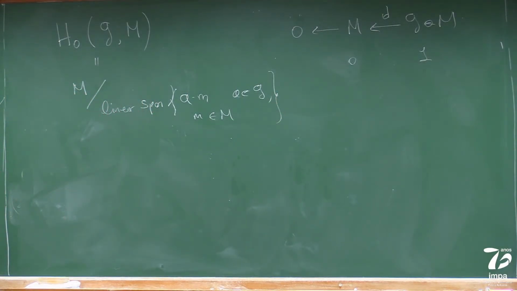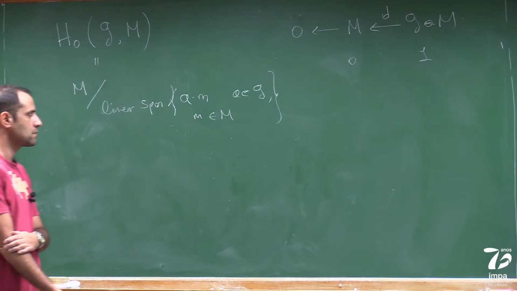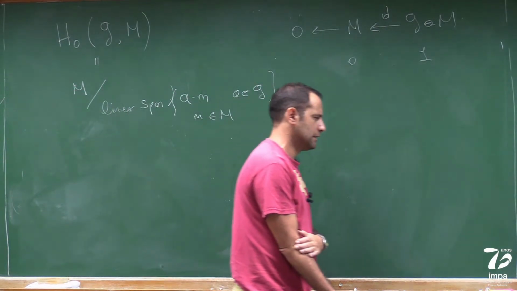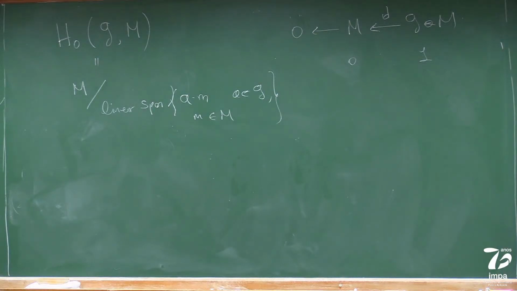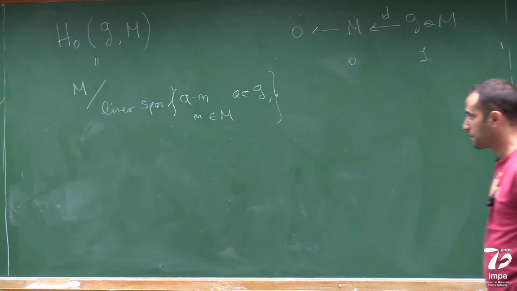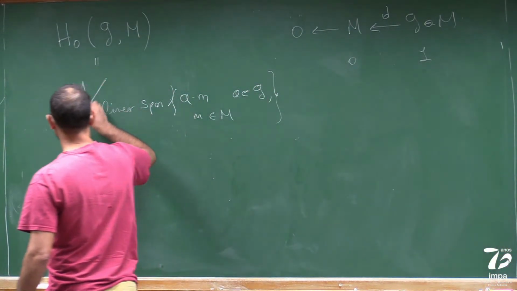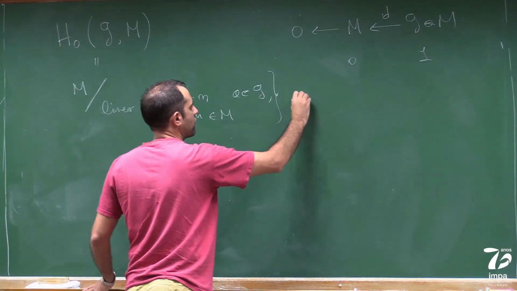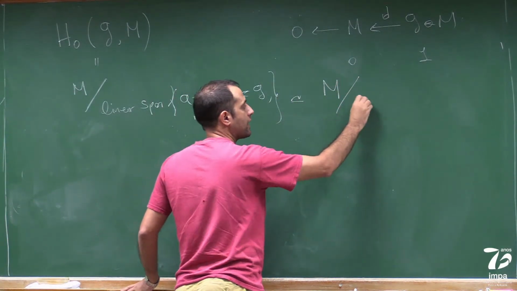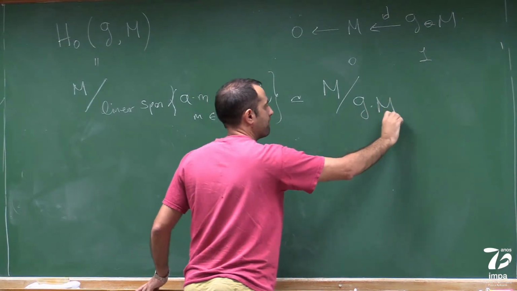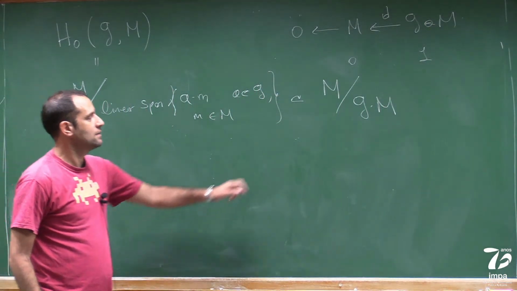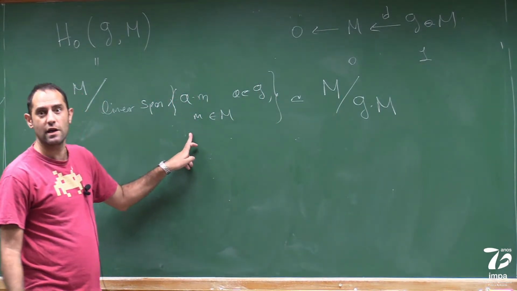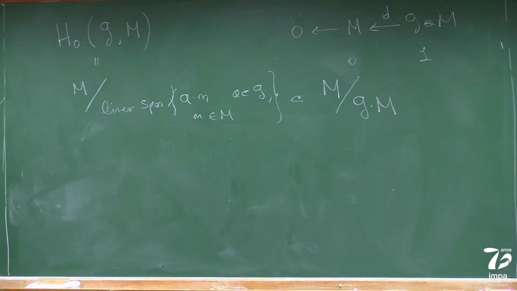So these are called the co-invariants. I have time, so actually I can say why it's called the co-invariants. I'm going to write this in a different way. I'm going to write this as M divided by G acting on M. And by G acting on M, I mean the linear span of vectors of this form, of elements in G acting on elements in M.